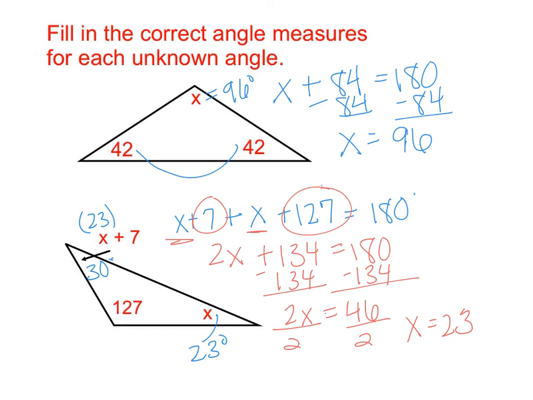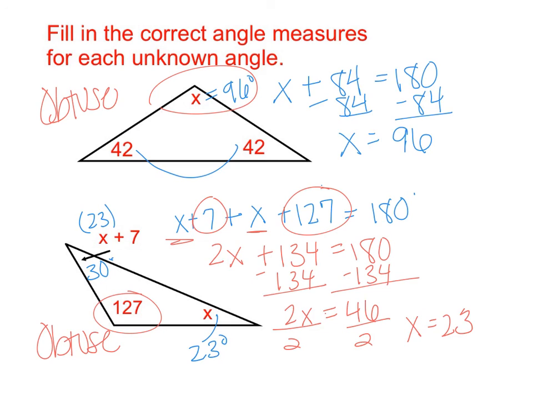If I was asked to classify these two triangles, the top one would be classified as obtuse because we have one angle that's greater than 90 degrees. The one on the bottom would also be classified as obtuse because we have one angle that is greater than 90 degrees.